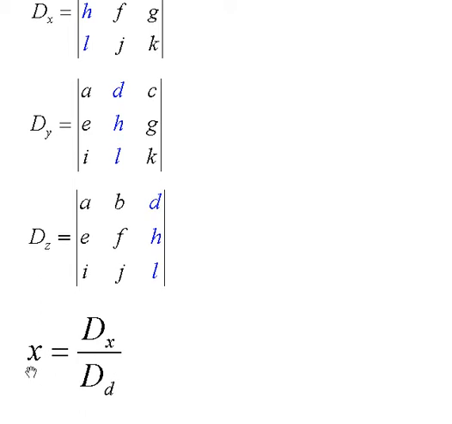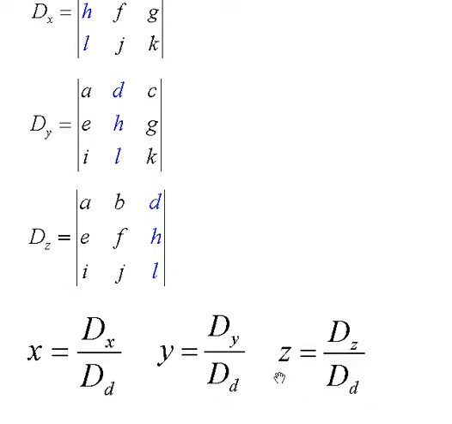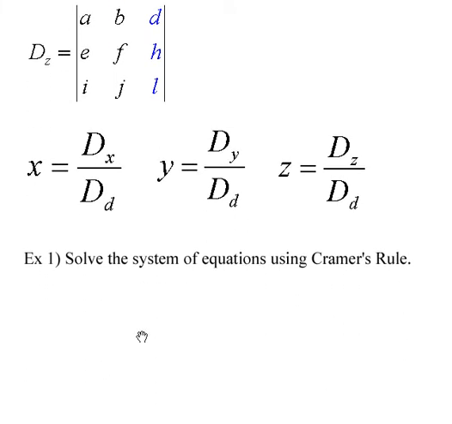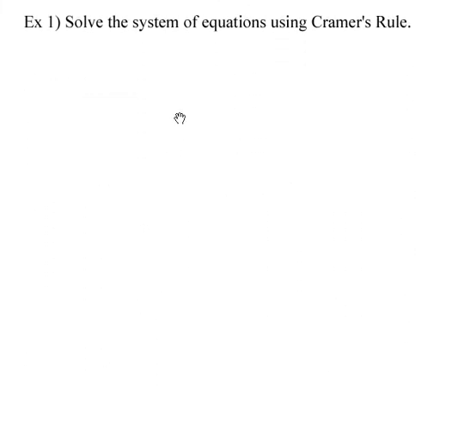How we do that, for the x component of our answer, we take the determinant we found representing the numerator of x, put it over the determinant of our denominator. For the y component of our answer, we take the determinant of the numerator of y divided by the determinant of the denominator. And for the z component of our answer, we're going to take the determinant of the numerator of z divided by the determinant of our denominator. And that's how we'll put the pieces together to find our solution, the ordered triple in space.